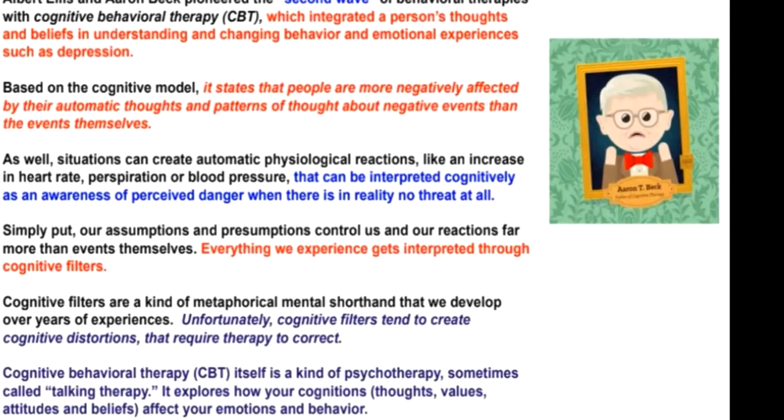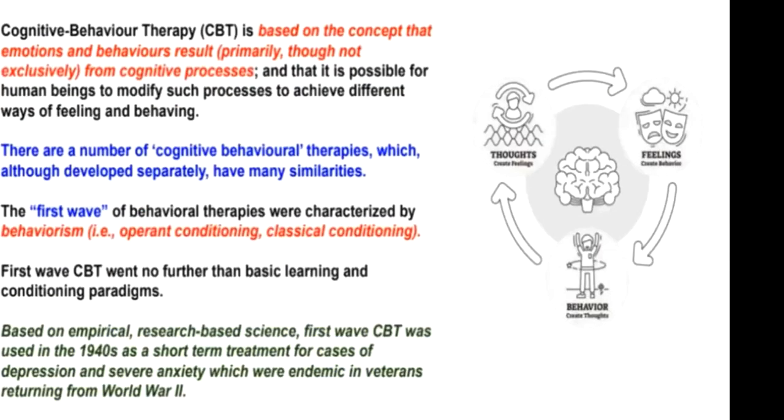So basically, cognitive behavior therapy is a kind of psychotherapy, sometimes called talking therapy. It explores how your cognition, thoughts, values, attitudes, and beliefs affect your emotion and behavior. Cognitive behavior therapy is based on the concept that emotions and behavior result primarily, though not exclusively, from cognitive processes, and that it is possible for human beings to modify such processes to achieve different ways of feeling and behaving. This is based on empirical, evidence-based research. First wave CBT was used in the 1940s as a short-term treatment for depression and severe anxiety, which were endemic in veterans returning from World War II.